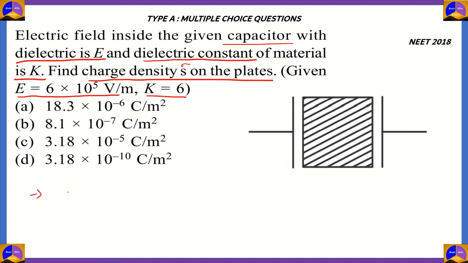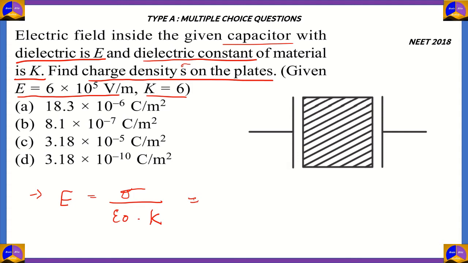So how do we solve this? We will find out the electric field on a given surface. So electric field E is equal to sigma divided by epsilon naught times K.